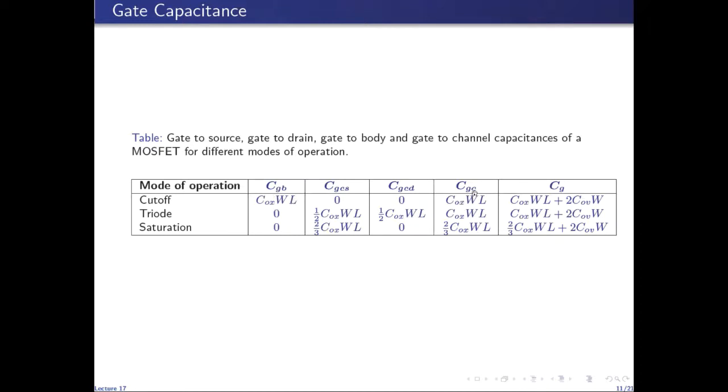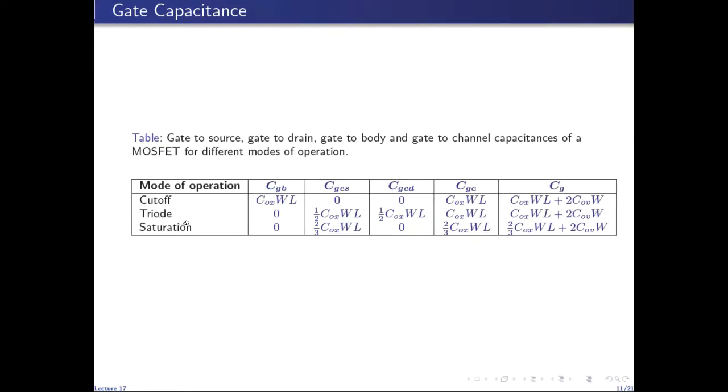So the gate and channel capacitance, which is given by the sum of these three components, is equal to Cox WL. And the total gate capacitance, which is given by the sum of the gate to channel capacitance and the overlap capacitance between gate and source and gate and drain, is given by this expression. So this is the component due to the channel, and this is the component due to the overlap between gate and source and gate and drain.